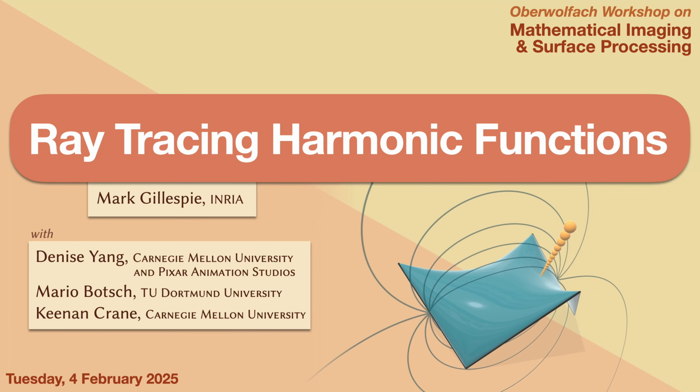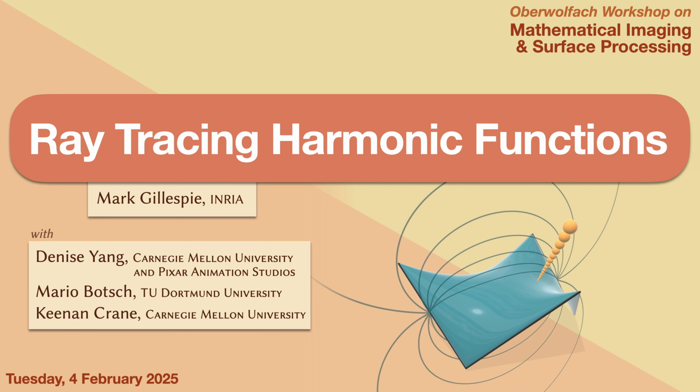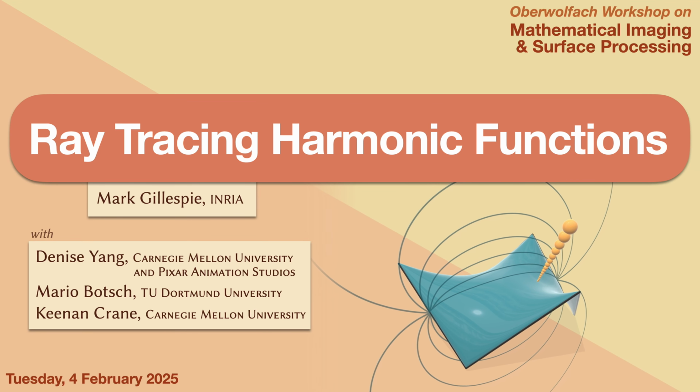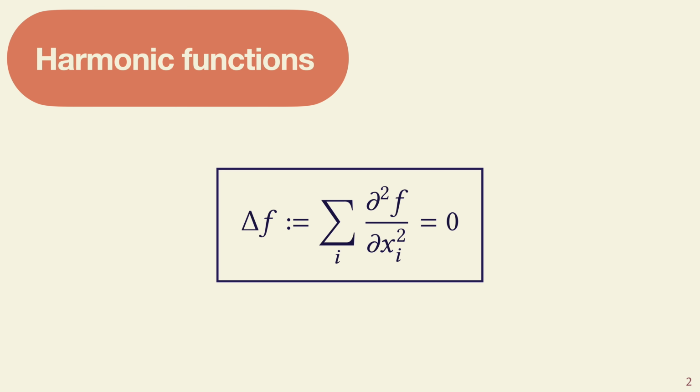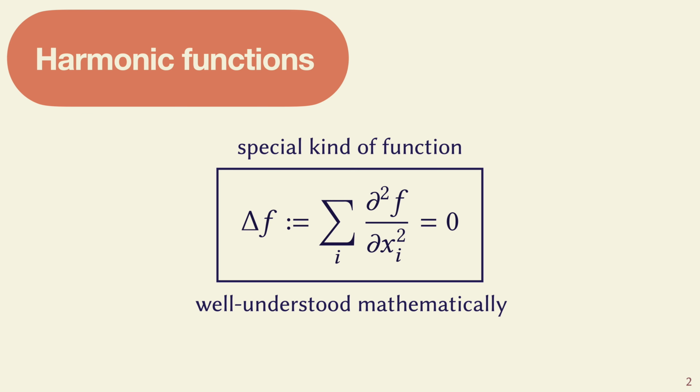Today, I'd like to tell you about how we used some special properties of harmonic functions to design an algorithm for ray tracing a new class of surfaces. Formally, a function is called harmonic if the sum of its second derivatives is equal to 0, but the details won't matter too much for us today. You should just know that harmonic functions are a special kind of function which are very well understood mathematically.